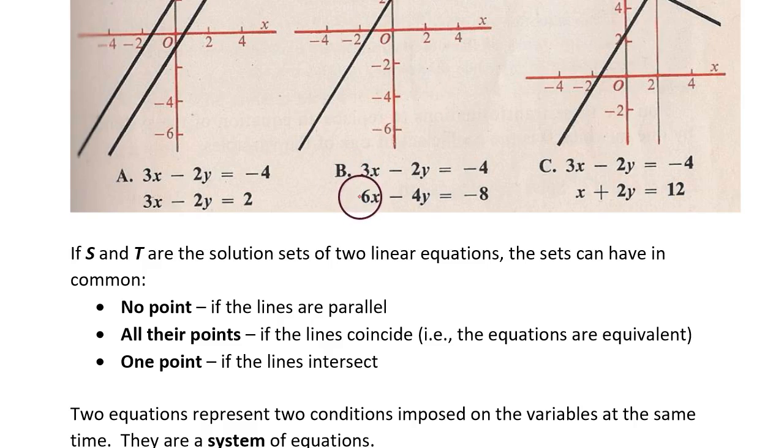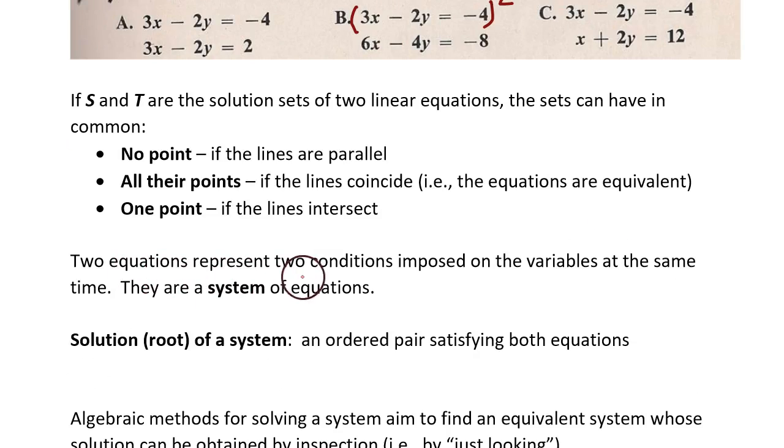The equations look different, but they're really equivalent. If you multiplied the first equation by 2, it would create the second equation. The third possibility is there can be one point in common. That happens if the lines intersect. That was picture C.